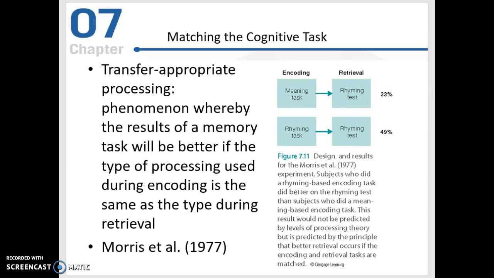And what this shows is that the results of the task were better for those that did the same type of encoding task. So you can see there it was 33% from meaning to rhyming, but when it was rhyming task to rhyming test, it was 49%.